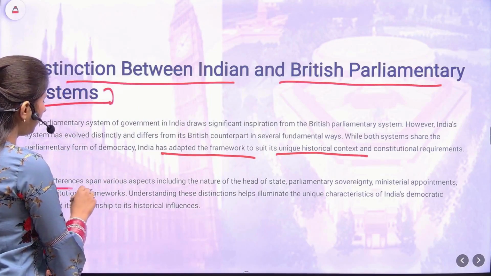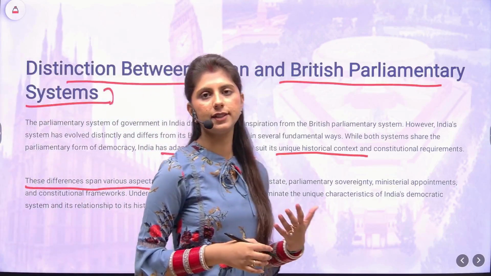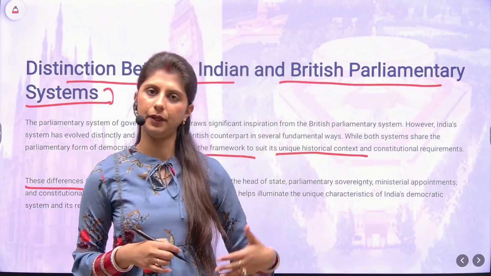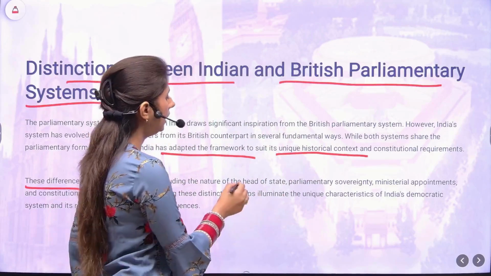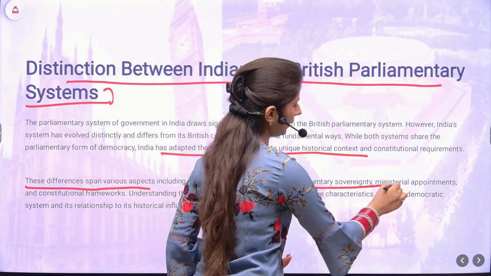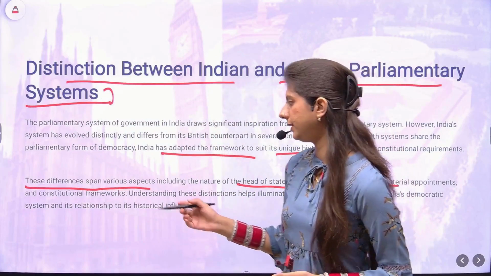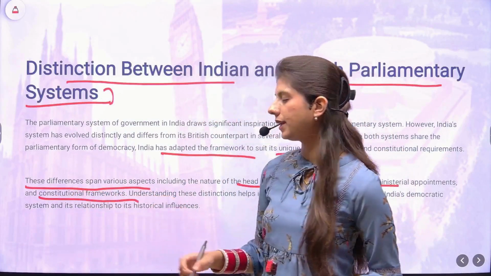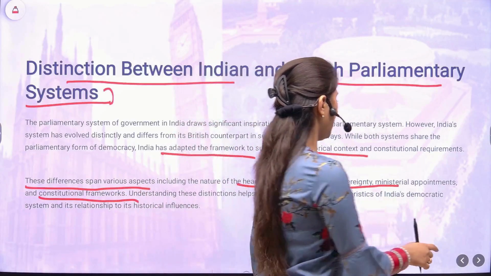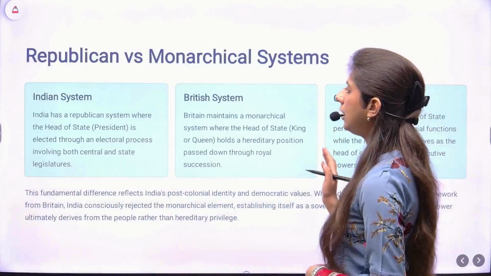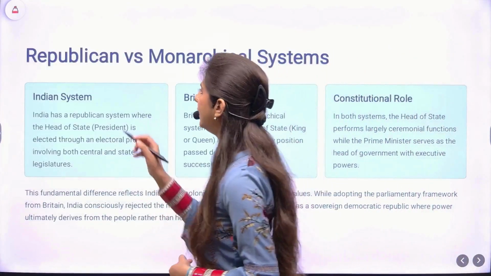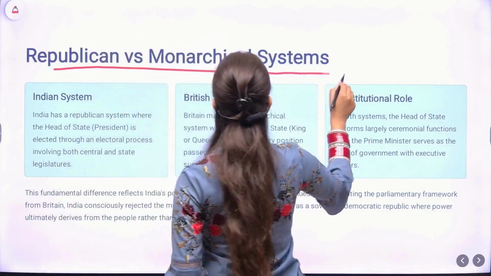So how will we be studying these differences? Along different parameters. What are these parameters? Like head of the state, parliamentary sovereignty, ministerial appointments, constitutional framework, etc. Let's start. Our first parameter for today is republican versus monarchical system.